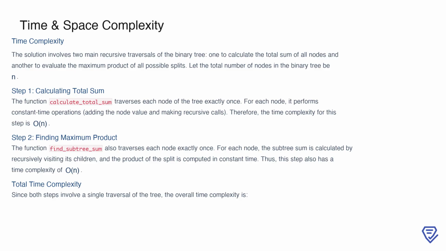the tree. Next, we evaluate the maximum product of all possible splits using the find_subtree_sum function. This function also traverses the tree recursively, visiting each node exactly once. During this traversal, it calculates the subtree sum and computes the product of the split in constant time for each node. Therefore, this step also has a time complexity of O(n). Combining these two traversals, the total time complexity of the solution is O(n).